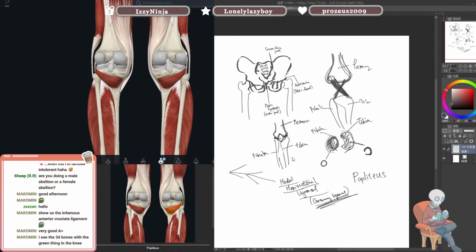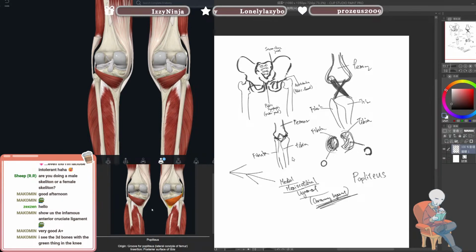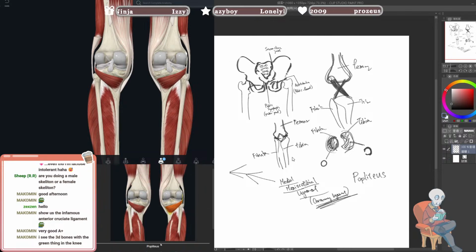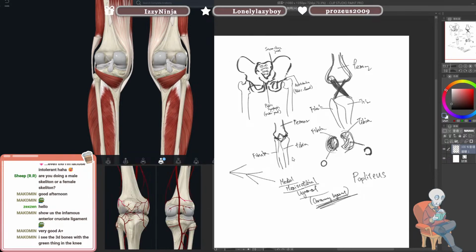The text is very small. Oh god. And I can see the notes that I typed. Origin, roof of the popliteus. Insertion, posterior surface of the tibia, innervation tibial nerve. There's too much information. I just want to identify it now. Easy. Oh god! It's an artery!